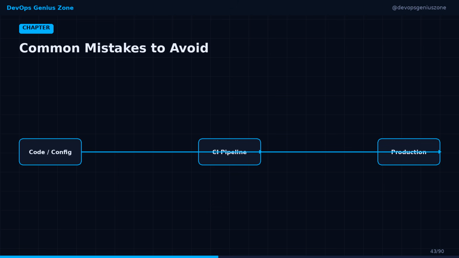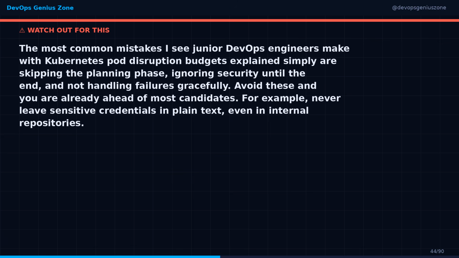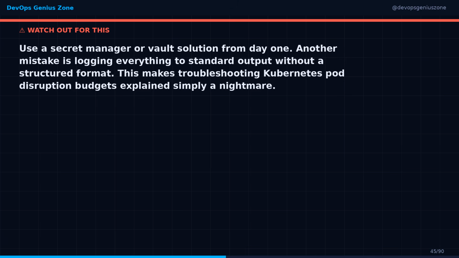Another mistake is logging everything to standard output without a structured format. This makes troubleshooting Kubernetes Pod Disruption Budgets Explained simply a nightmare. I've seen outages prolonged for hours because the logs were unusable. Spend time on your logging strategy from the start. A more subtle mistake I see, even from engineers with a couple of years of experience, is treating Kubernetes Pod Disruption Budgets Explained simply as a one-time setup task instead of an ongoing practice.